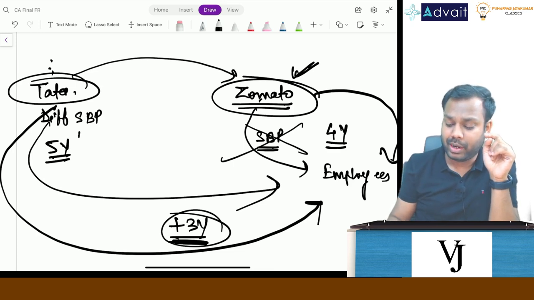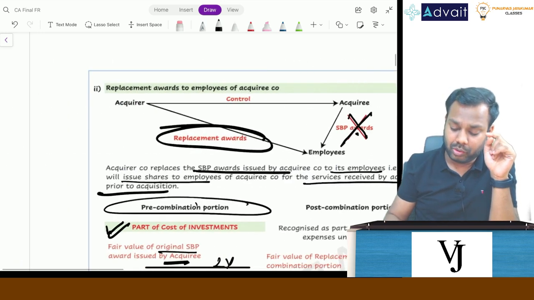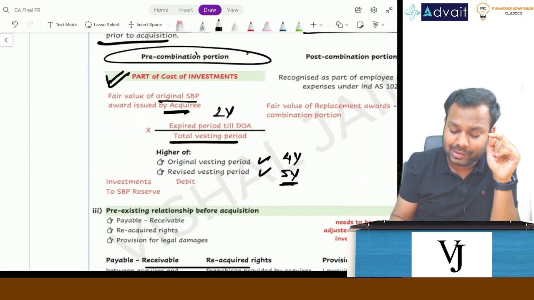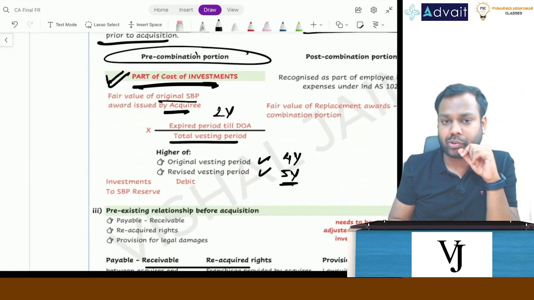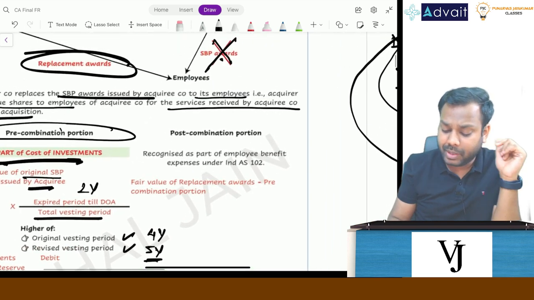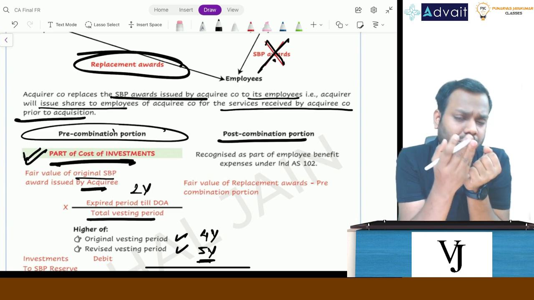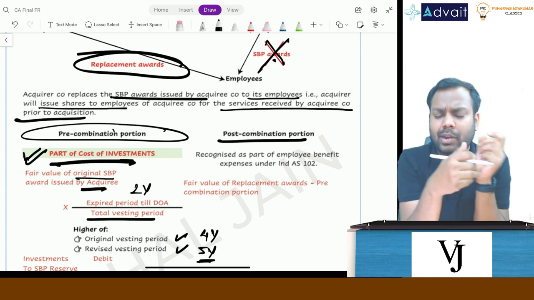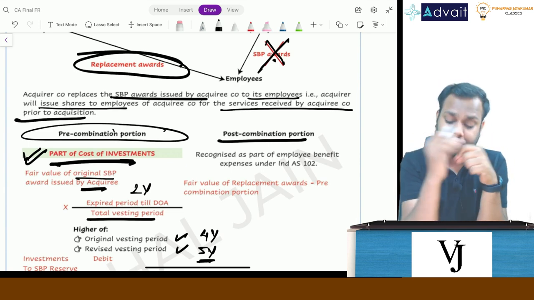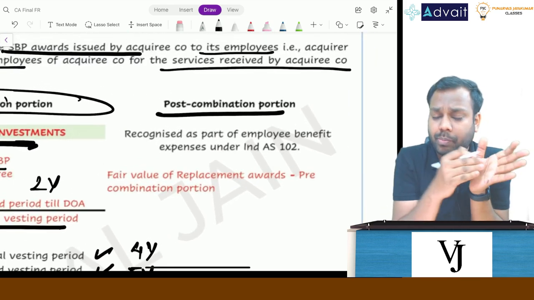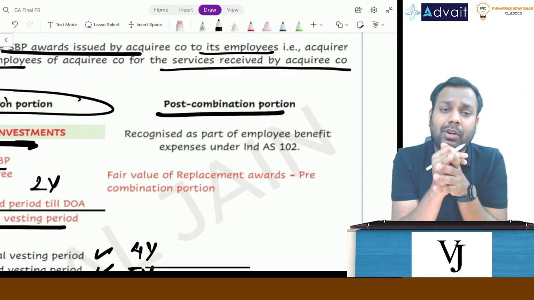Okay, 2 years already given by employees to Zomato. So what will this value be called? It is part of the cost of investments. Now, what will be the post combination? Definitely the pre-combination part is added to the cost of investments. Post combination meaning thereby what I will do now.